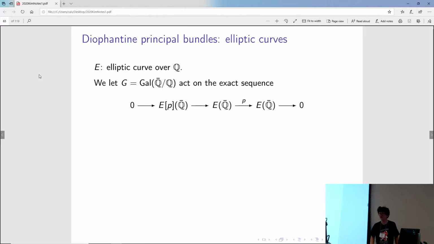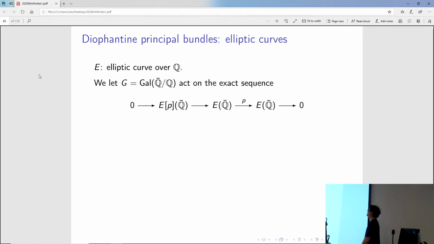And I think many of you have seen this exact sequence, right? If you take the Q bar rational points of the elliptic curve and consider the P multiplication map for some prime P, most often P is just 2. The sequence for 2 is very, very useful. Since we're over Q bar, the multiplication by P map is surjective, and the kernel is exactly the P torsion in Q bar. So you get that exact sequence.